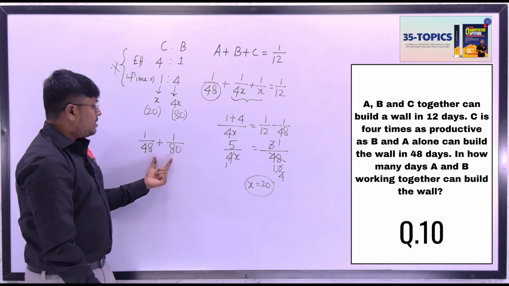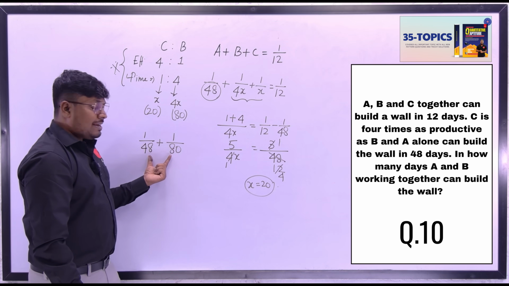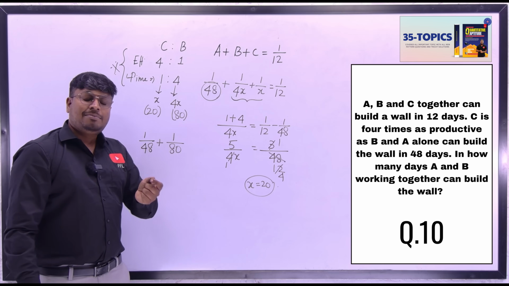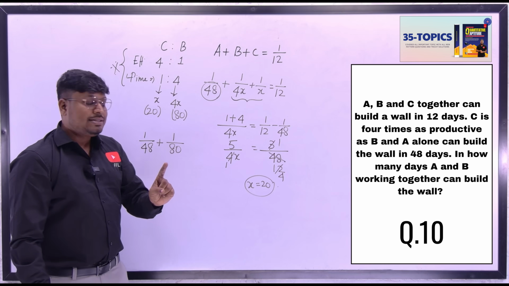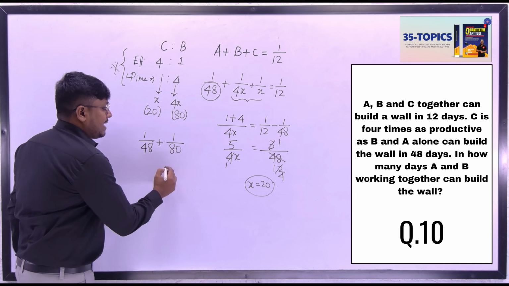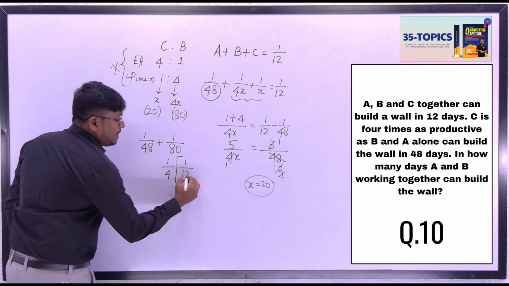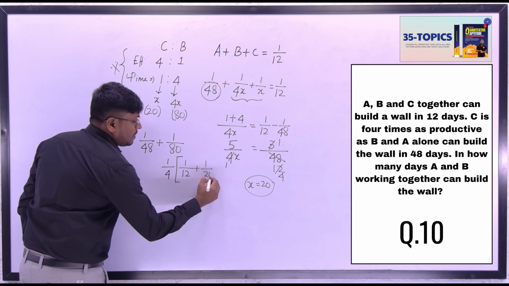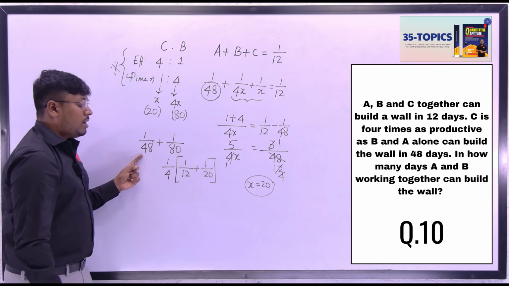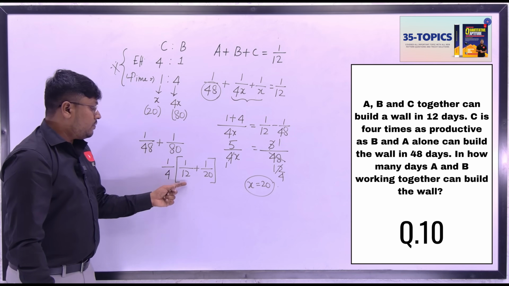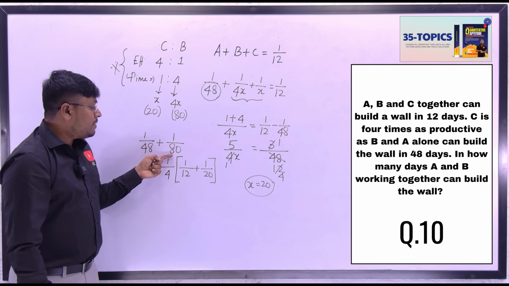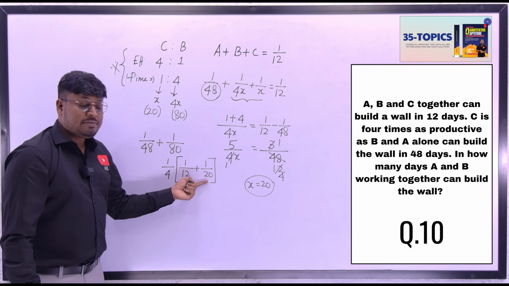So 1 by 48 plus 1 by 80. If you wish, you can find the LCM directly, or else the better and easy way I would always suggest is to take some numbers outside. I think we can take 1 by 4 outside. If I take 1 by 4 outside, this will be 12 and this will be 20. Yes or no? Right? So if I take 4 outside, 1 fours are 4, 2 fours are 8, 12 outside. Then if you take 4 common from 80, the remainder will be 20.